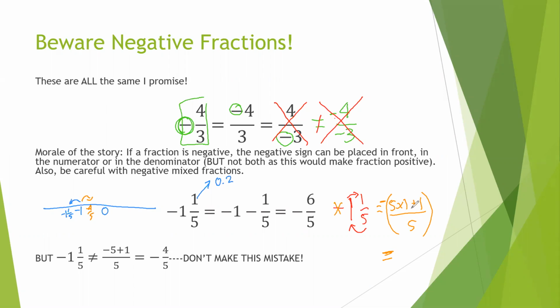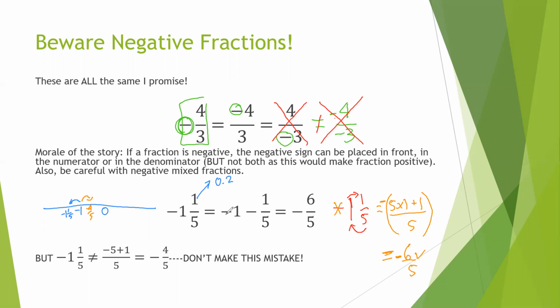So 5 times 1 is 5, plus 1 is 6. Divided by 5 is just all over 5. And then, of course, because it's negative, I put a negative sign in front. So this is the equivalent fraction there. So there are two different ways that you can do this. You can either use that little algorithm you learned in elementary school, or you can break down your fraction, right?